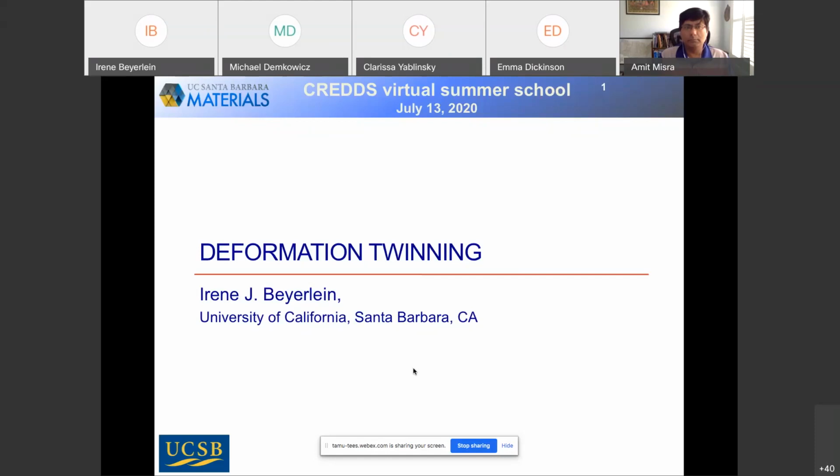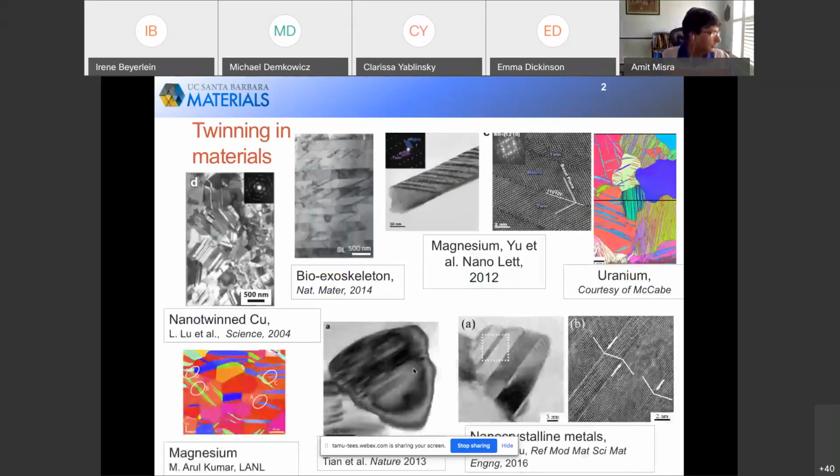It's an interesting one. It does make for a good mechanics problem, and also for a good material science problem as well. So hopefully there's something in it for everyone here. And also I want to thank you for being here, and for those of you that are seeing this on YouTube as well. So with that, let me just give you an idea of physically what twins are.